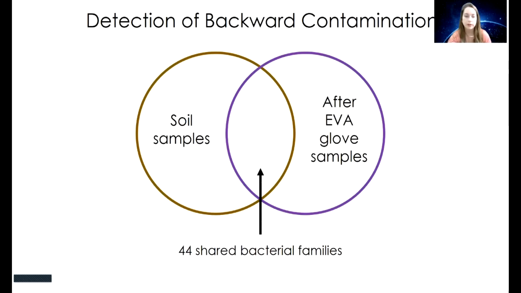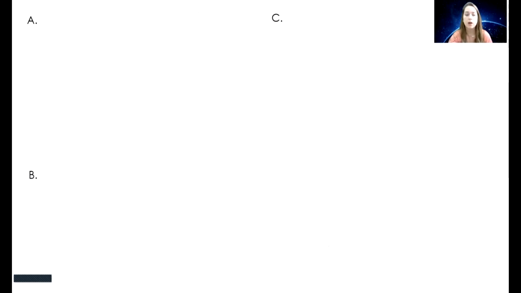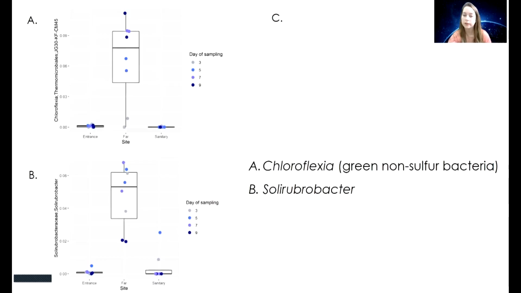We then examined the distribution patterns of these shared genera across the soil sites to detect the most probable markers for backward contamination. Ten of the 44 shared genera appeared mainly in the far site and belong to commonly arid soil taxa such as Chloroflexia, which is a green non-sulfur bacteria, and Solirubrobacter. These may be viewed as classic examples of backward contamination.